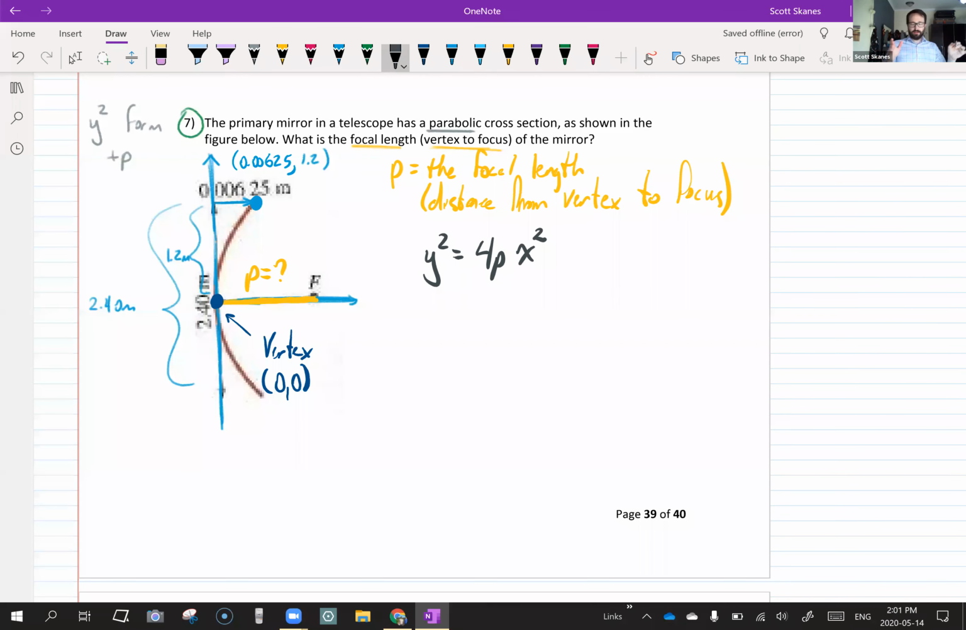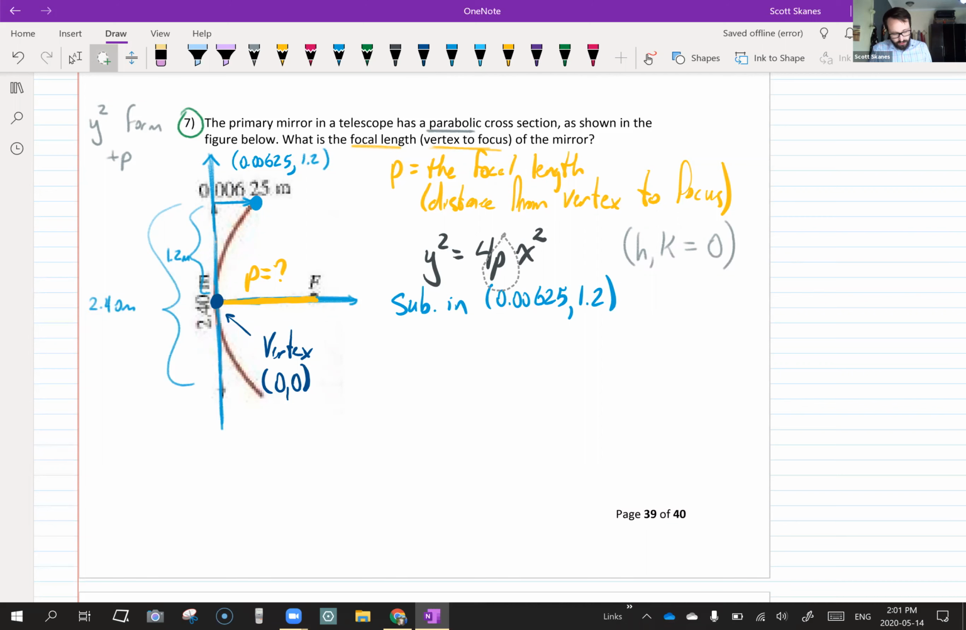That's all there is to it. You might notice that I don't have an h and k. They're both equal to 0, so I just didn't include them. Now I just need to substitute in the information that I know. So substitute in 0.00625 and 1.2. If I substitute those in, I'm going to be able to get my p-value.